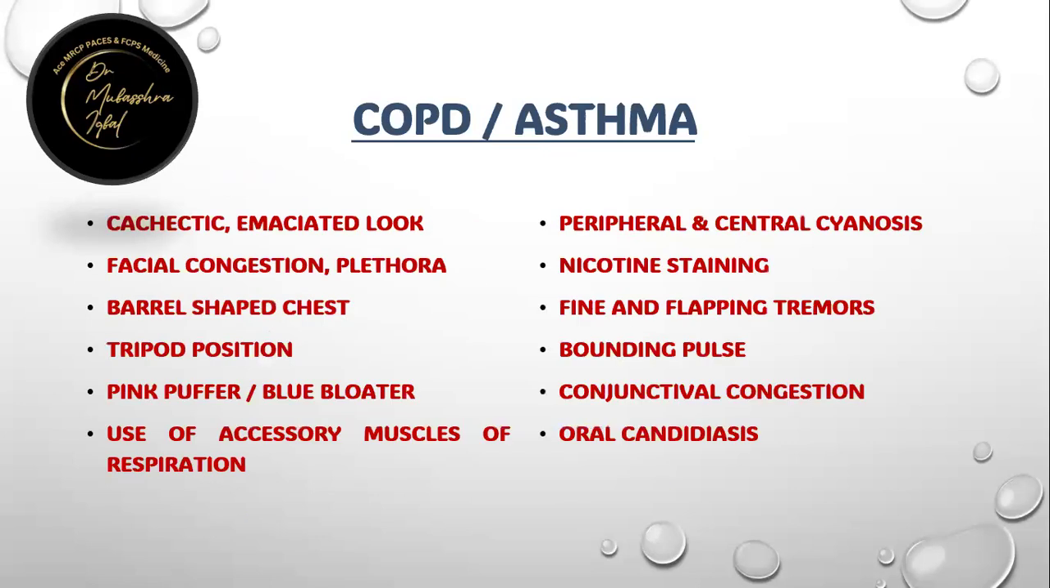So what diagnosis might you get in a case of pulmonology system? The case might be chronic obstructive pulmonary disease or asthma, that is obstructive lung disease. What findings might be present in a case of COPD patient? The patient will be cachectic, he will have emaciated look, facial congestion, plethora, barrel shaped chest.